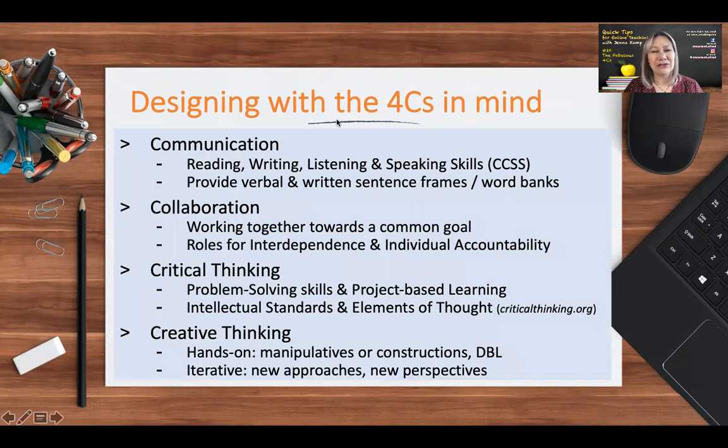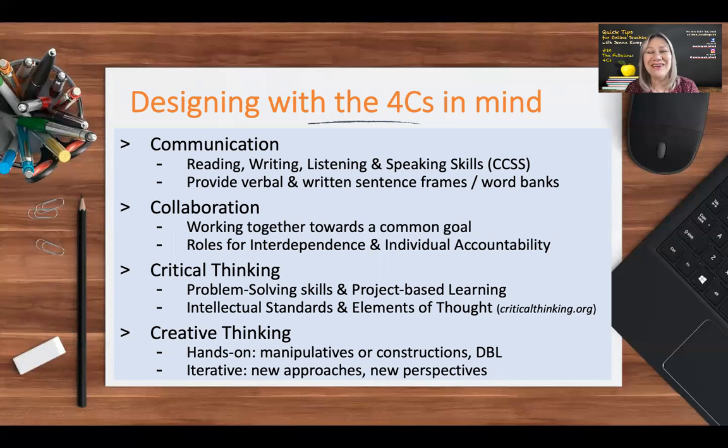When we are designing instruction with these 4 C's in mind, when we are designing instruction for our neuro and sociolinguistic diverse scholars, we want to focus on communication skills, for starters, meaning reading, writing, listening, and speaking skills. Now, those are 4 of the domains of the English language arts standards within the Common Core state standards. But they're also whole school, whole life skills, right?